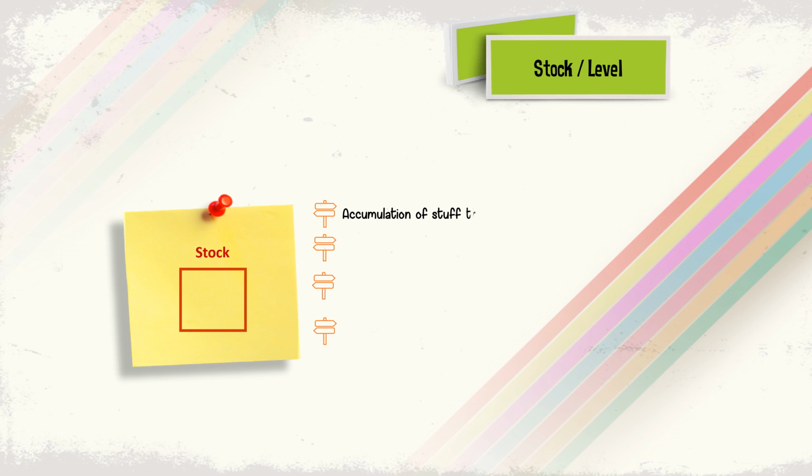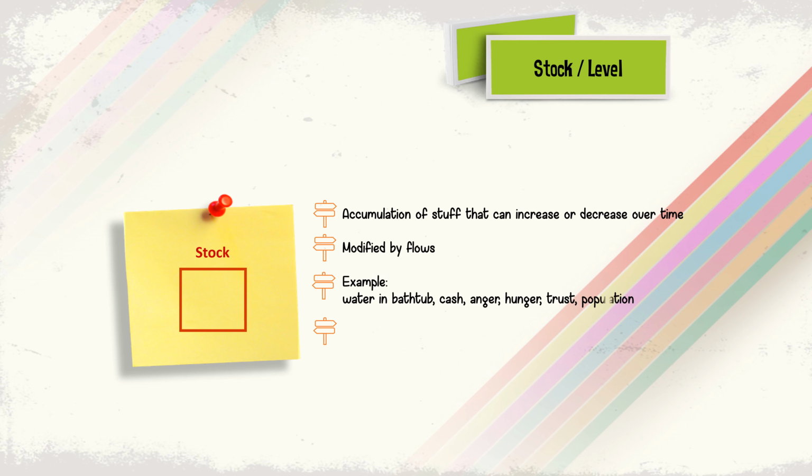Stock or level is the accumulation of stuff that changes over time through the action of flow. For example, water in a bathtub, cash, anger, hunger, trust, or even population. So it is represented by nouns and rectangular in shape.